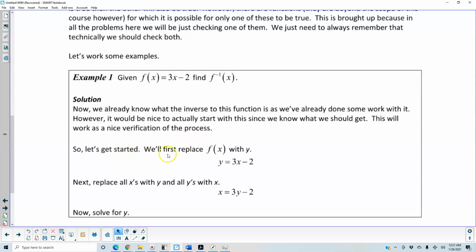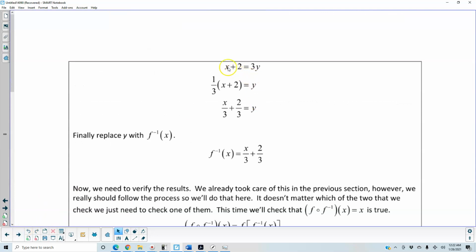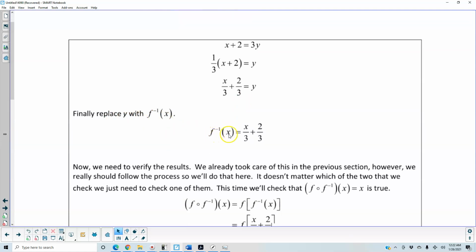So let's get started. We'll first replace f of x with y. So therefore, we're going to get y, which is equal to 3x minus 2. Next, we're going to replace all the x's with y and all the y's with x. So now we have x, which is equal to 3y minus 2. And now we're going to solve for y. So now we have x plus 2 equals 3y. We divide both sides by 3, which is 1/3 times x plus 2, and we get y, which is equal to x over 3 plus 2 over 3. Finally, we're going to replace y with f inverse of x. So f inverse of x is equal to x over 3 plus 2 over 3.